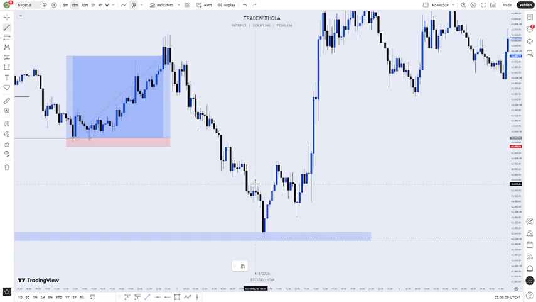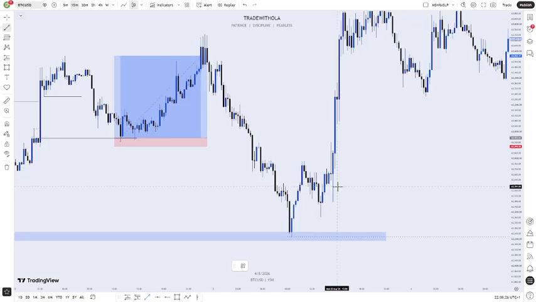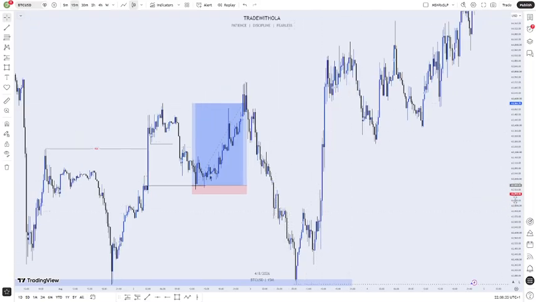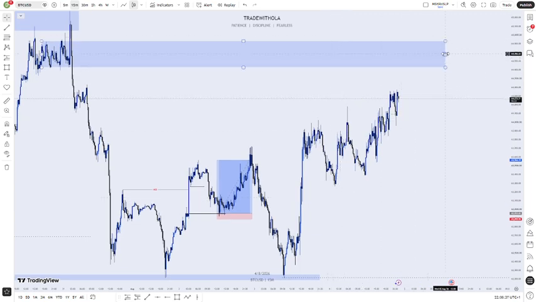But you now notice something. After this break of structure, for me, there was no inducement. That was why you see I did not validate this trade setup. I was not interested. Okay, so I was not interested. So when I saw the price moving back up, I knew that okay, yes, price can come back to my draw on liquidity, which is this zone here.